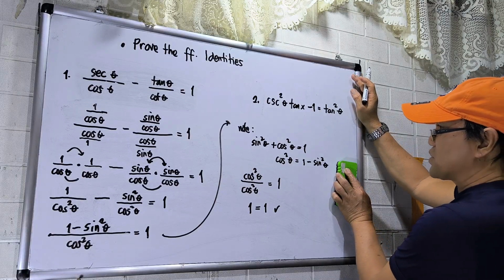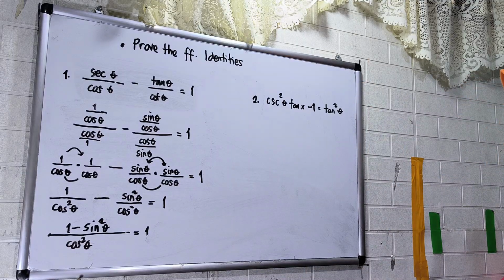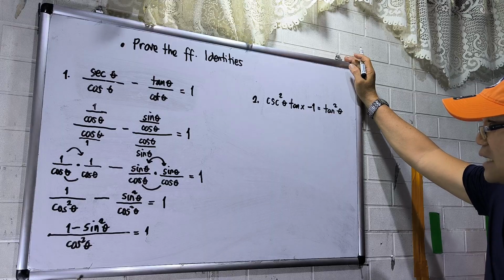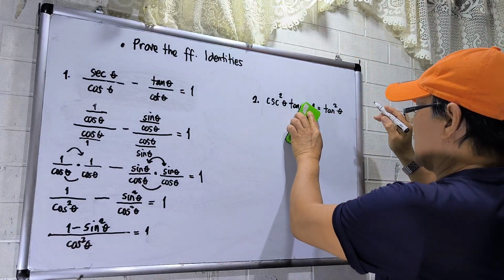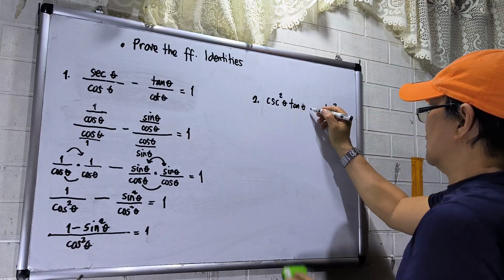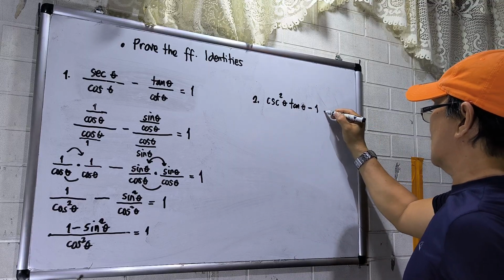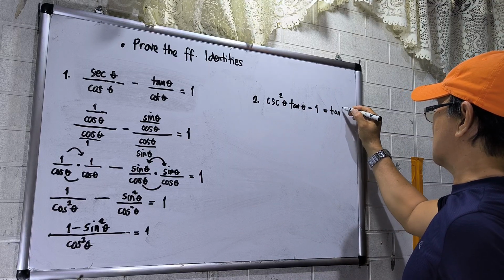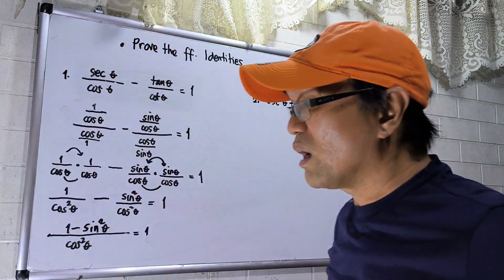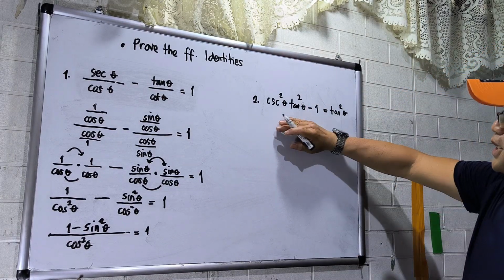I will solve number 2. Number 2 is cosecant squared theta times tangent squared theta minus 1 equals tangent squared theta. Am I correct? This is tangent squared also.